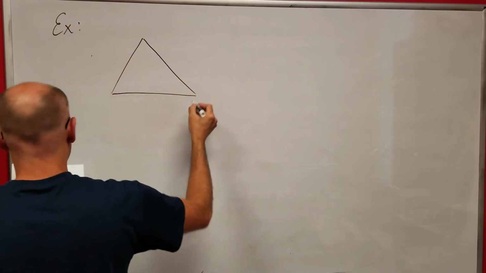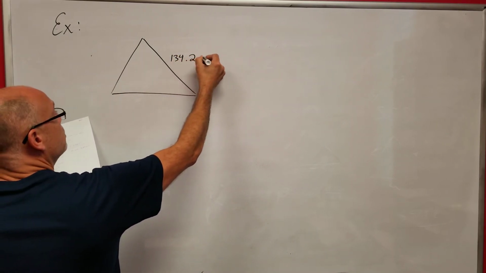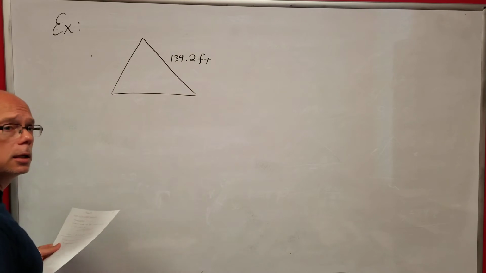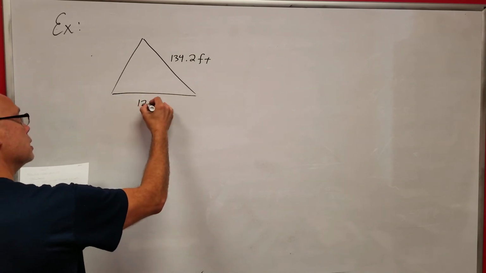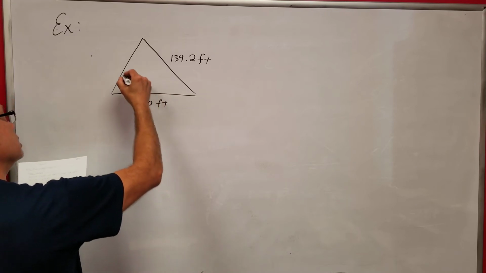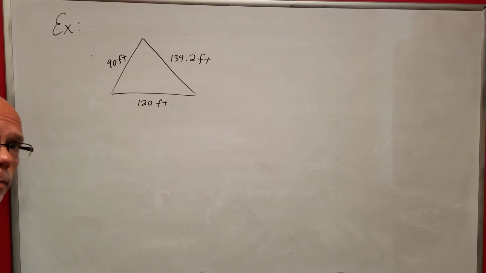All right, let's suppose I have a triangle that's given and it's not drawn to scale at all, but that's all right. So this side is length 134.2 feet. This side has a length of 120 feet, and this side has a length of 90 feet. Okay? Let's find the area of this triangle.